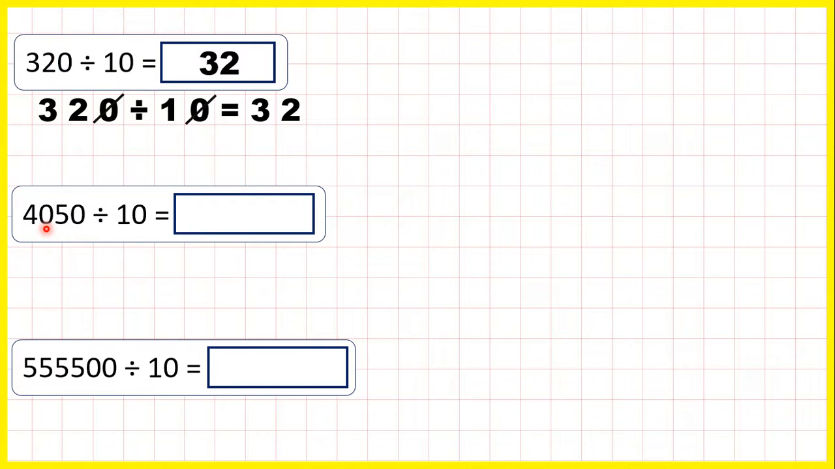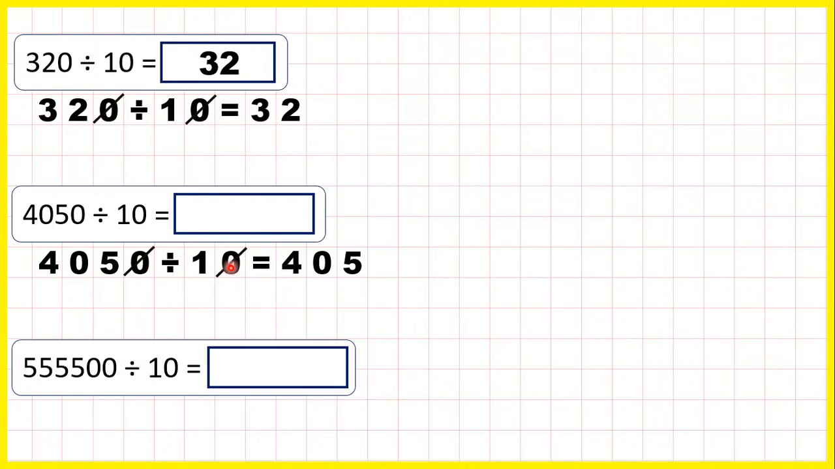And we can do the same for 4050 divided by 10. If we cancel the end zeros, we have 405 divided by 1, so that's 405. We've just cancelled the end zeros to get our answer.